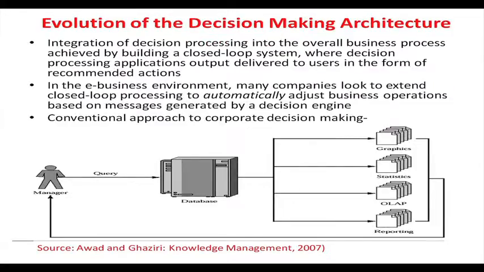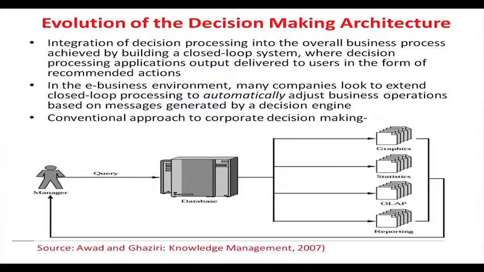See how the decision making architecture works. Look at this figure and then you can understand it. Suppose there is a manager who has a query from the data warehouse. Suppose he wants to know what the sales figures are across regions, across products, across people.